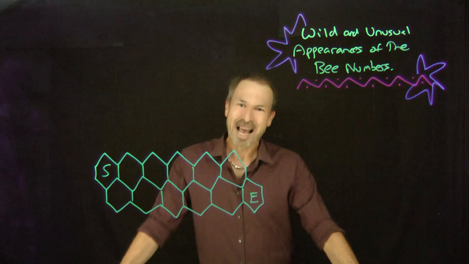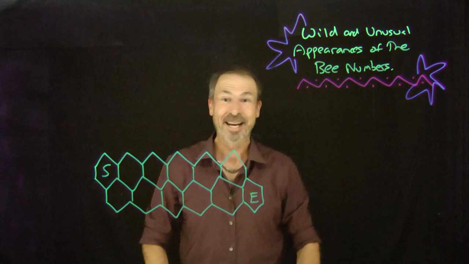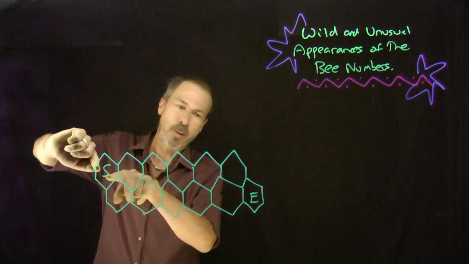Okay, here's another remarkably beautiful appearance of the bee numbers. And it's still to do with bees. It's about honeycomb, walking in honeycomb. Here I've got two rows of honeycomb cells. I'm over here in this cell. I want to walk over to this cell, from neighboring cell to neighboring cell. But I put a restriction.